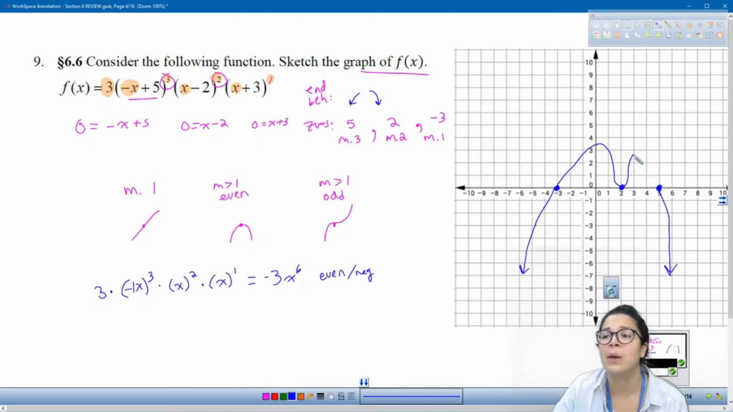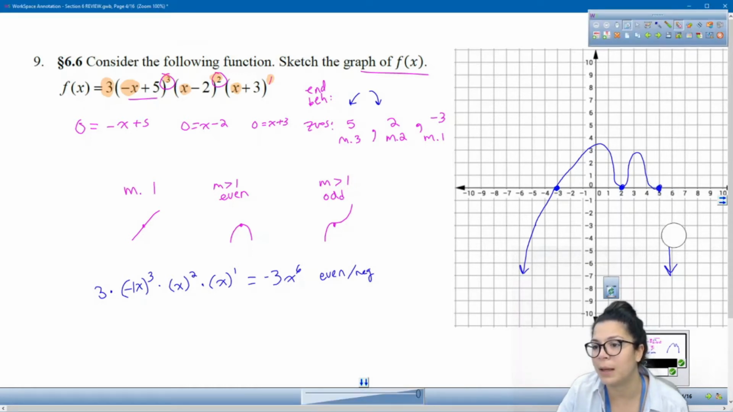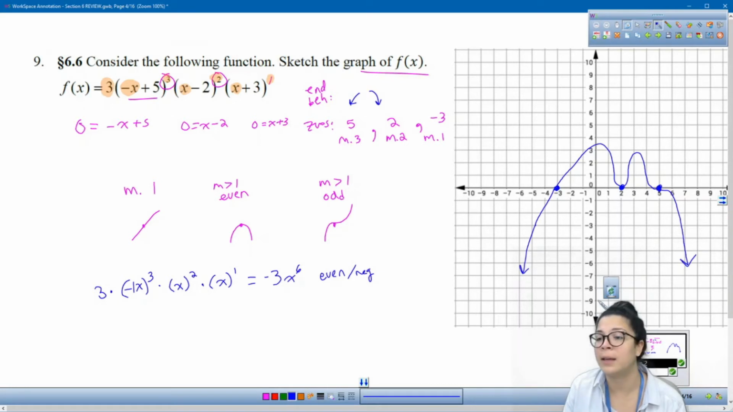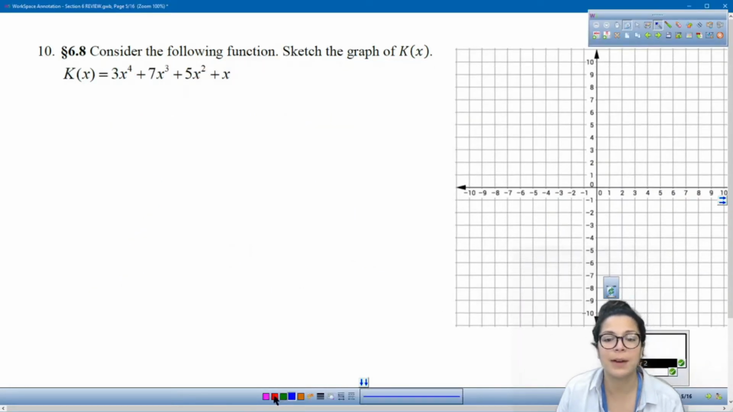And then lastly, when we go through 5, we need to flatten at the 0. So just so I can flatten, I'm going to erase the end behavior here and just move it over so that it looks flat at the 0. And that is the graph for number 9. Let's move on to the graph for number 10.